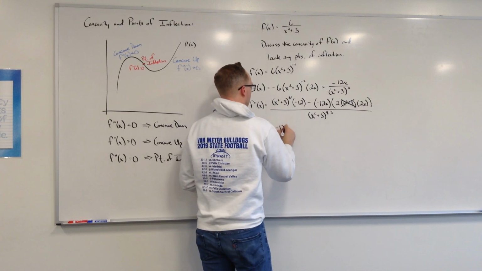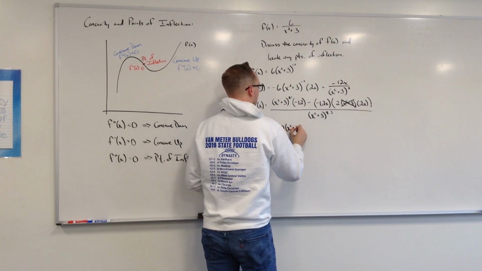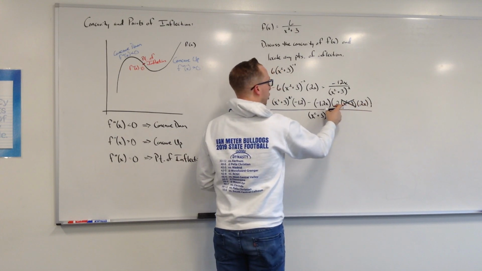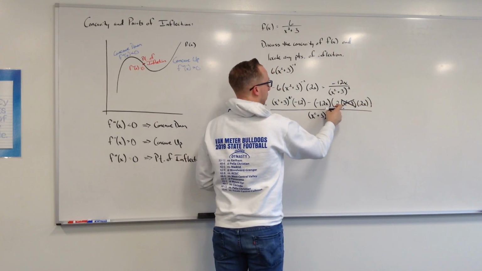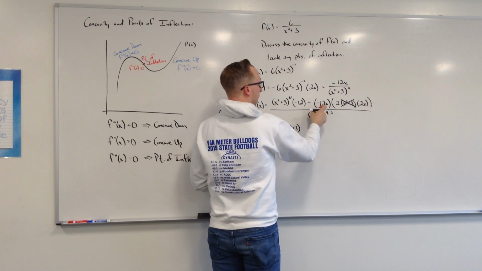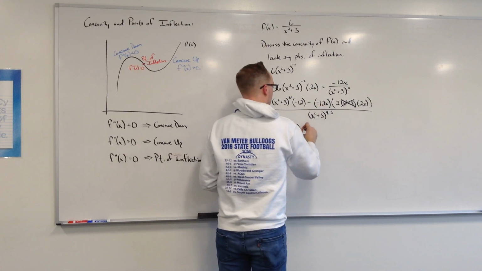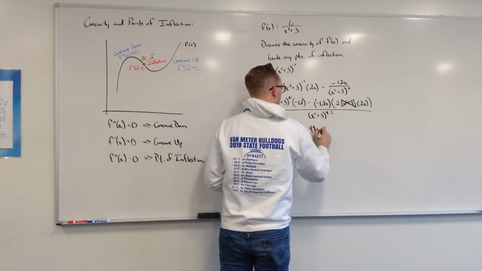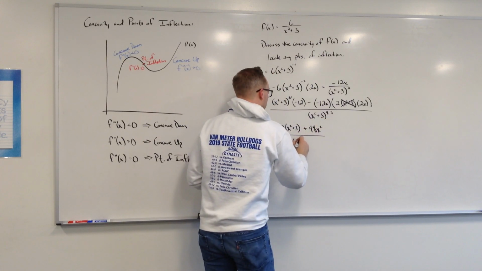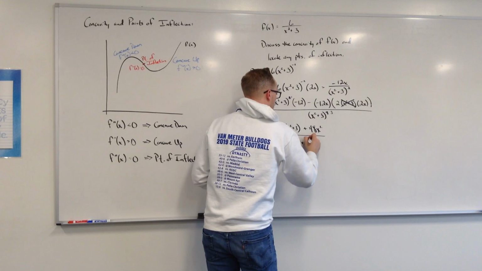So negative 12 times x squared plus 3. 2x times 2 is 4x. Times negative 12x is negative 48x squared. Because I'm subtracting that, that's now a positive 48x squared. Divided by x squared plus 3, quantity cubed.